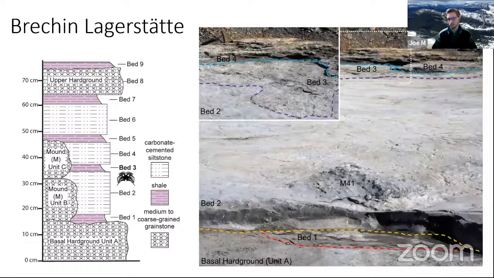And so here's just a photo of what the site actually looks like on the right here. And you can see one of these hard ground mounds, this M41 in the foreground, which is protruding up through some of the overlying beds. And so again, bed 3, which would have been blanketing the top of this large surface here, is the one that we really want to focus on.